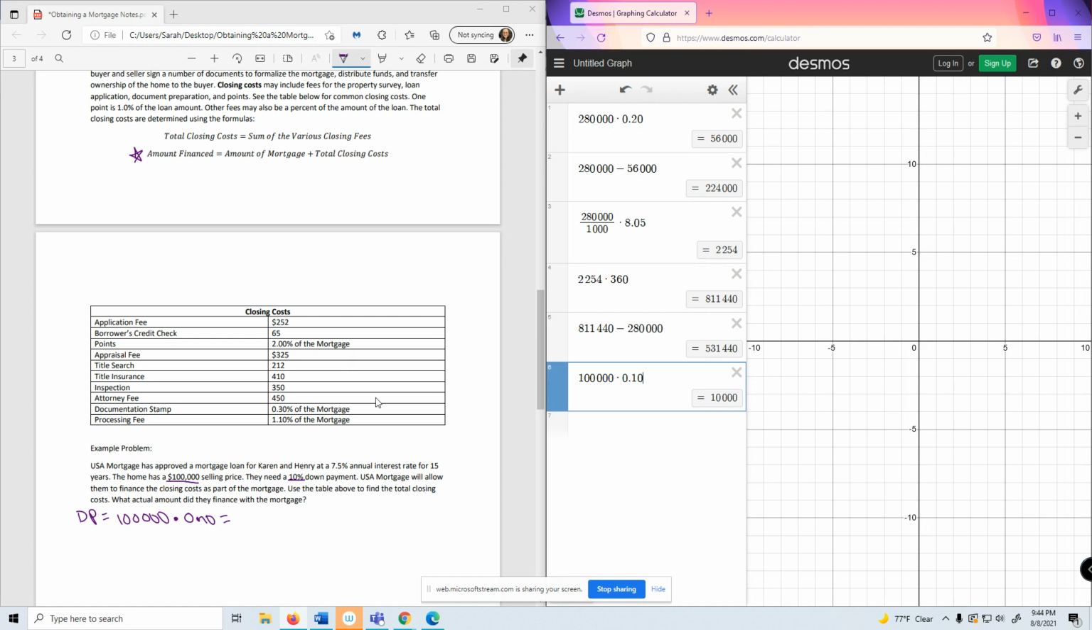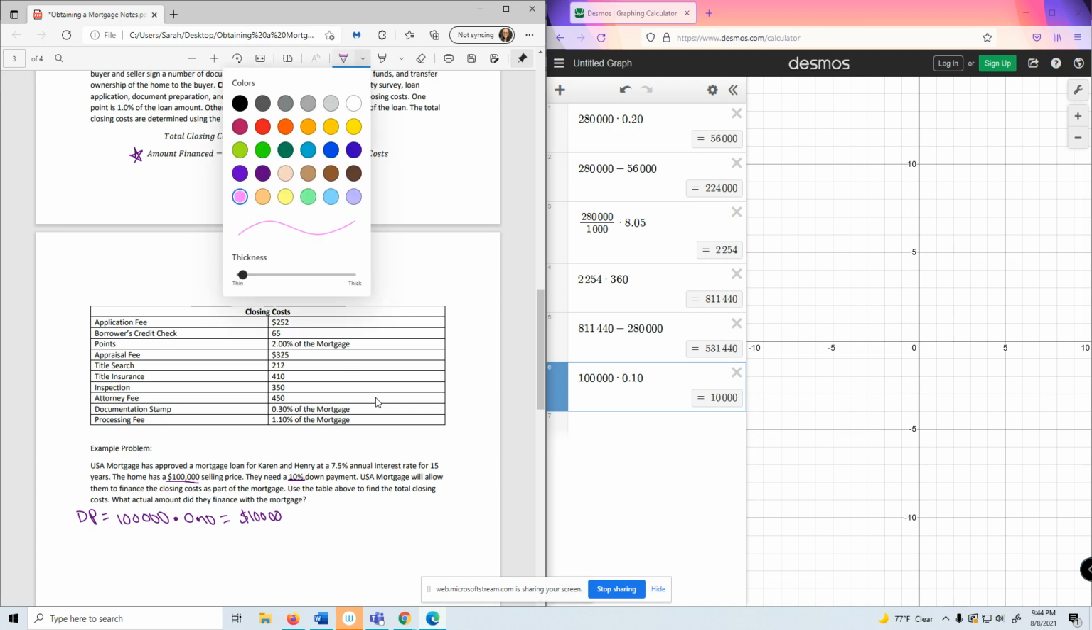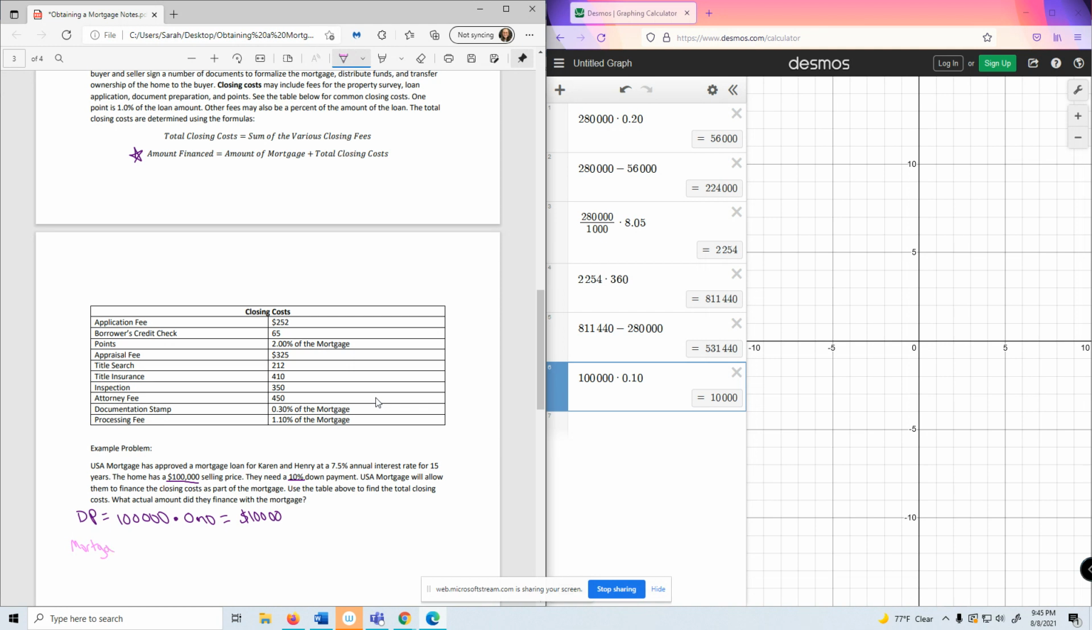We get to $10,000 for the down payment. So then that means that the mortgage amount, as before, is the selling price of the house, $100,000, minus the down payment, $10,000. 100 minus 10 is 90. So then the mortgage amount is $90,000. This $90,000 is very important because that's what we'll be using for all these that involve costs of the mortgage.